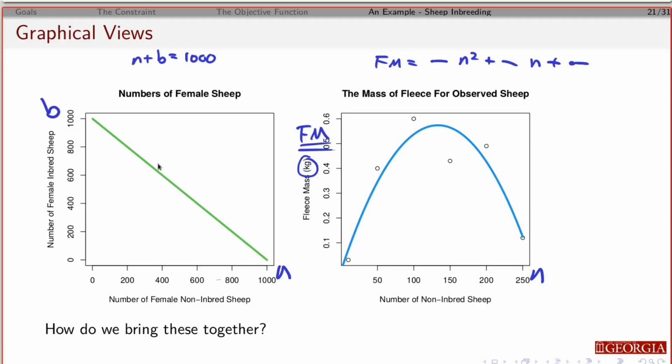I've got these three variables here, and I need to somehow bring them together. And so here's the game I'm going to play. I'm going to say, suppose I pick a value for my fleece mass. Suppose I say, what if the value of the fleece mass is 0.32 kilograms per sheep? I'm going to ask, if I get that, then what does that mean in terms of my number of inbred sheep and my number of non-inbred sheep?